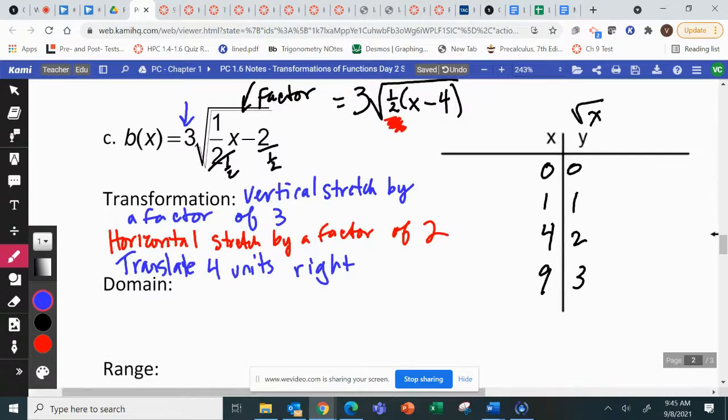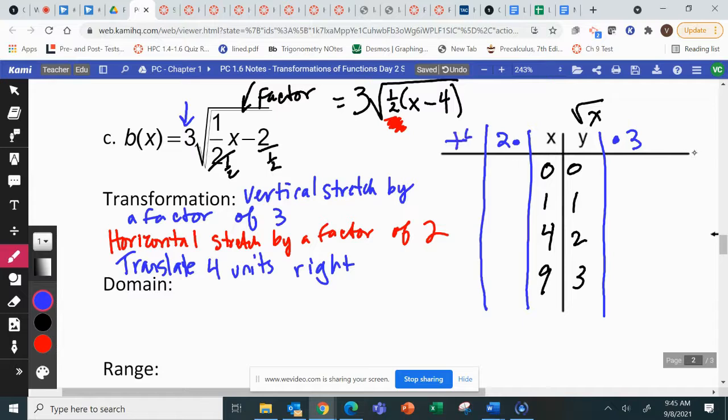So in our table, and we don't have to totally finish this one, we would do multiplication first. So we would multiply our y's by 3 and our x's by 2. And then 4 to the right would be on the x side, plus 4.